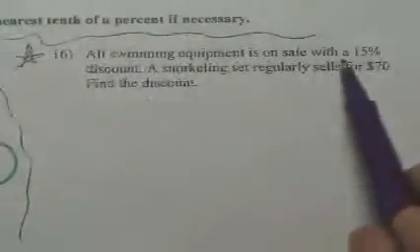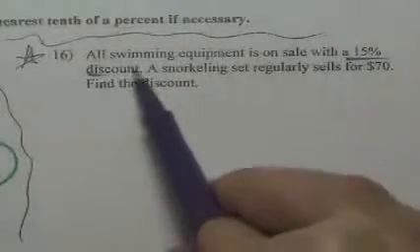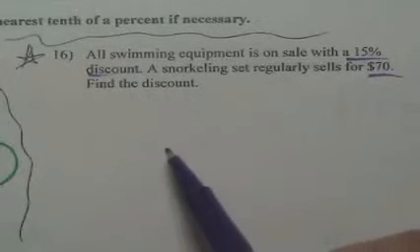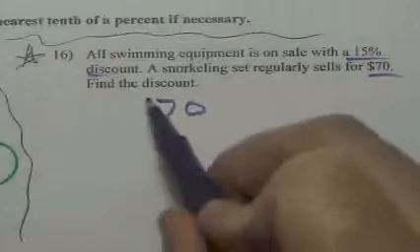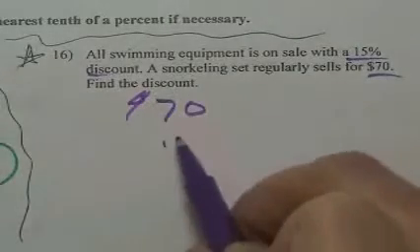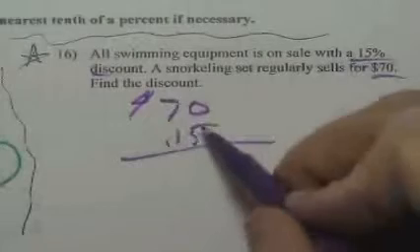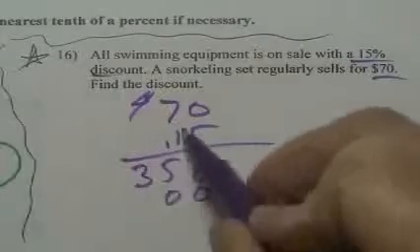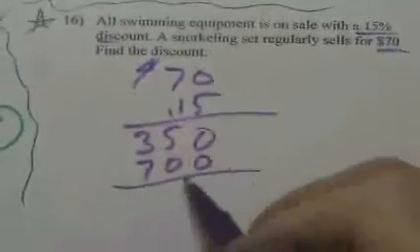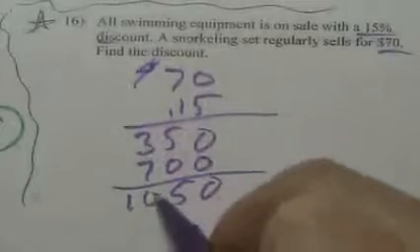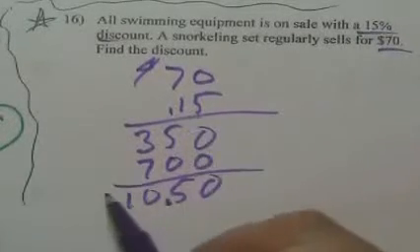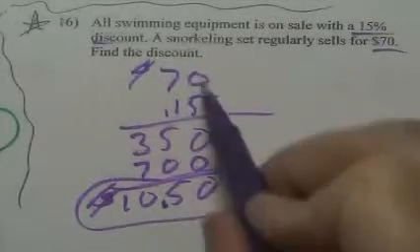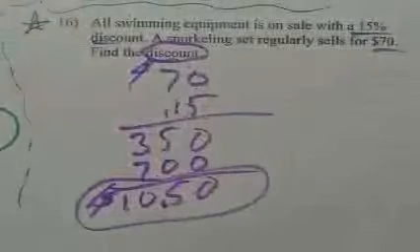Number 16, all swimming equipment's on sale for 15% discount. A snorkeling set regular sells for $70. Find the discount, not the selling price, just the discount. So take $70. You want 15% of that. So just multiply it out. 5 times 7 is 35. Seven to 3 is 10. Move the decimal twice. It's $10.50. That is the discount. That's all they ask for, discount. Not the sale price or anything, just the discount.